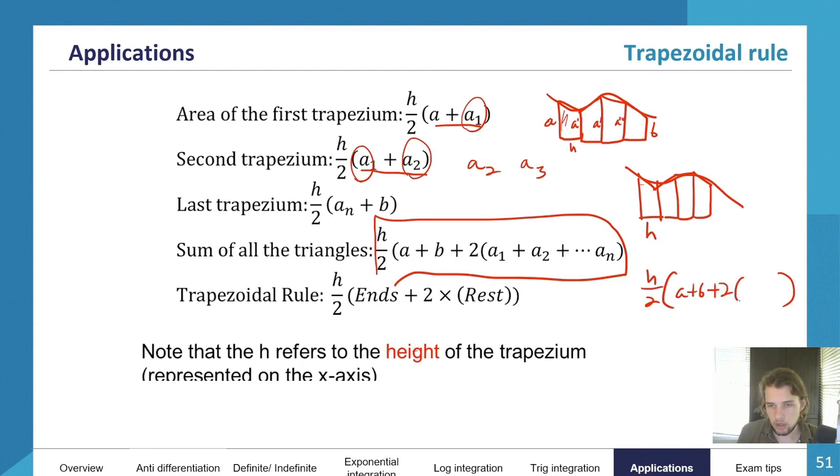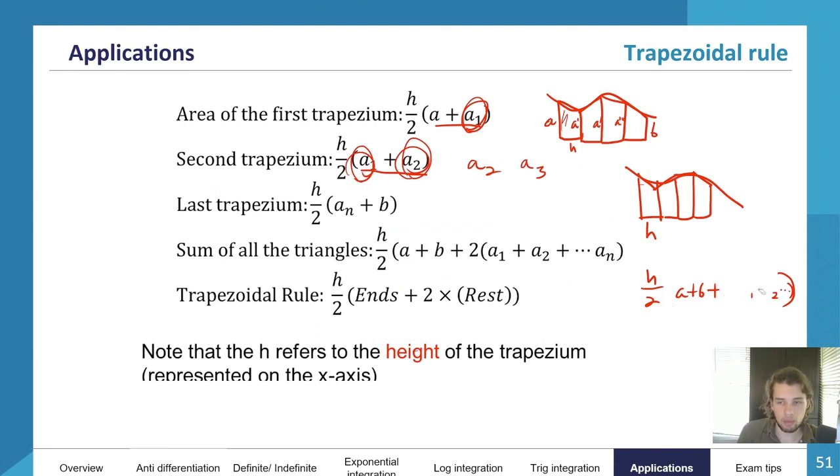Plus 2, A1 plus A2, etc. So those are all of the inner walls. And that's because there's 2 instances of A1, there's 2 instances of A2, and there's 2 instances of every one of the inner walls. There's only 1 instance of each of the outer walls, and everything ends up being multiplied by h over 2. So that's what the trapezoidal rule becomes.